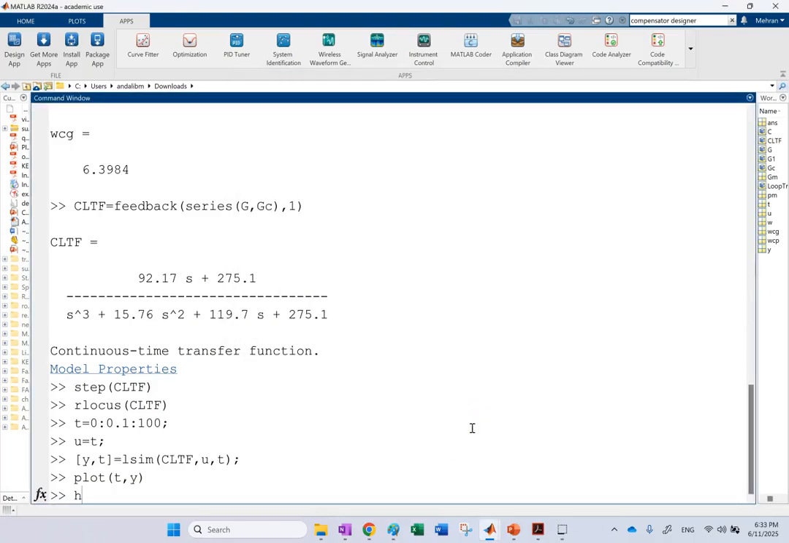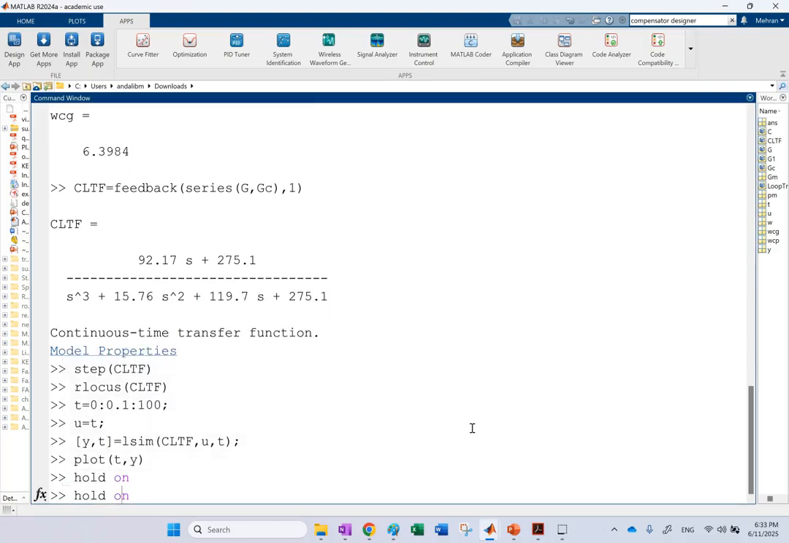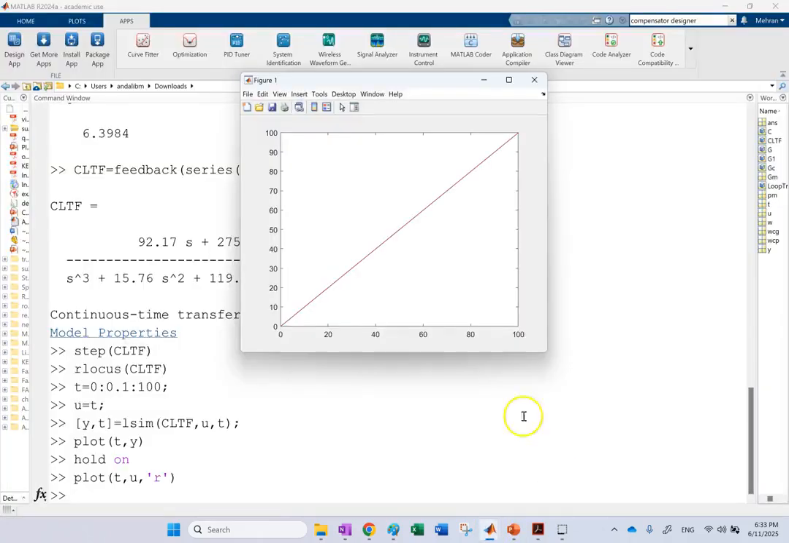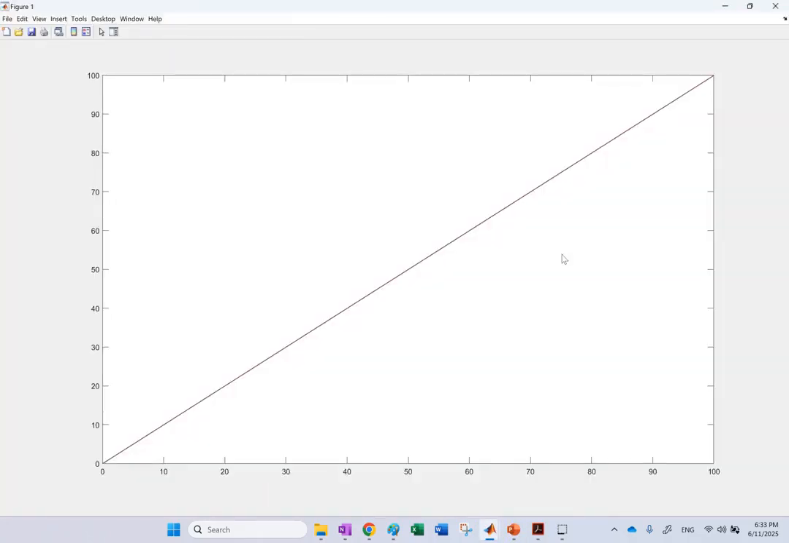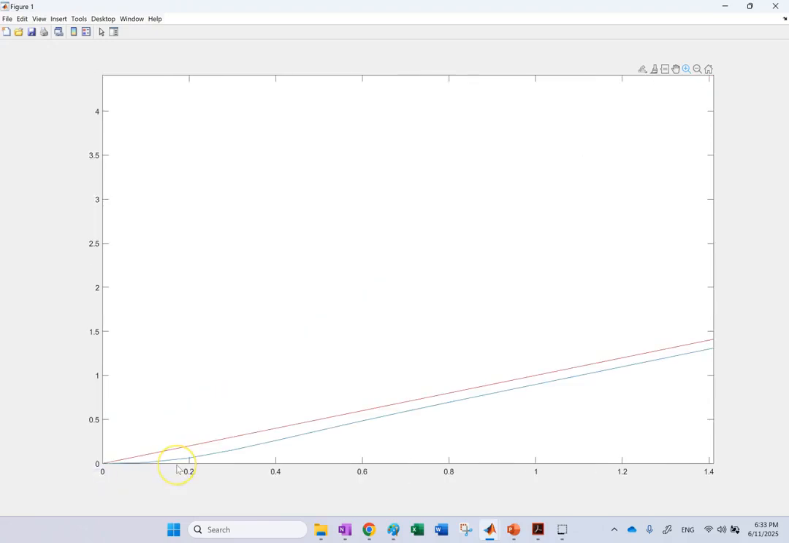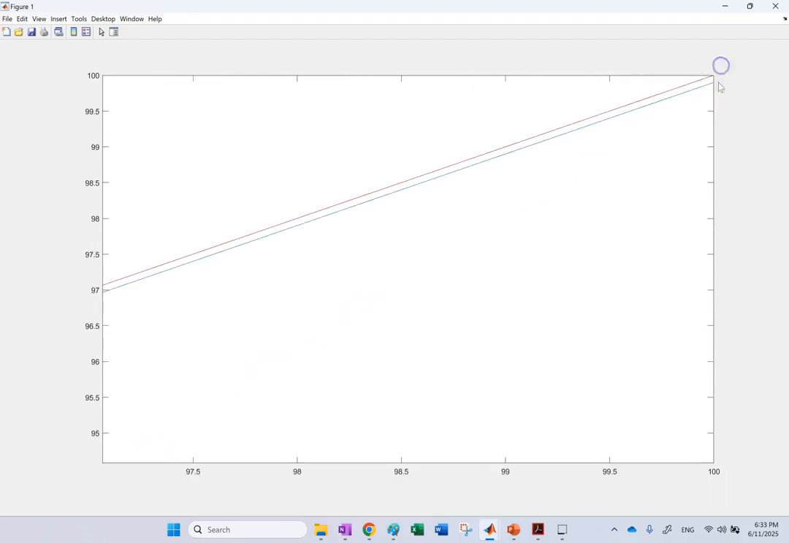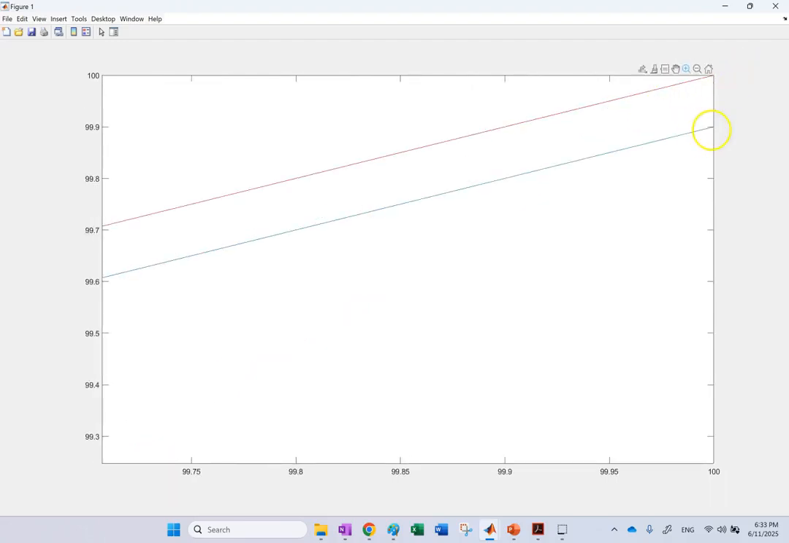And if you want, you do a hold on, and then you plot t and u in a different color, so you can see the input and the output of the system next to each other. There we go. So red is the ramp, blue is the response. It's not very easy to see any difference between them unless you zoom into the plot. You can see some small differences. And if I zoom out and go to big numbers, let's say here, you see there is a gap between them, and guess how much that gap is?